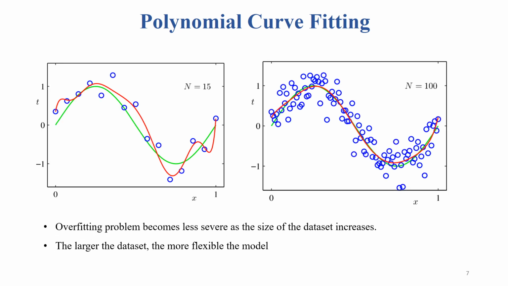Here again, we could see the overfitting problem has become less severe when we are increasing the size of the data set. Here, the number of points is only 15, but here we have increased the number of points to 100. So thereby, this overfitting problem becomes less severe. The larger the data set, the more flexible the model we can afford, as per the graph information we see here.